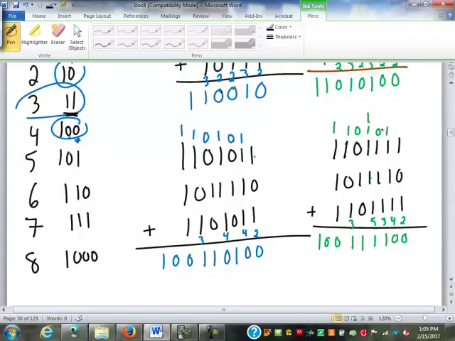Or what we could have done here, get a calculator as binary. There are apps out there, yes.